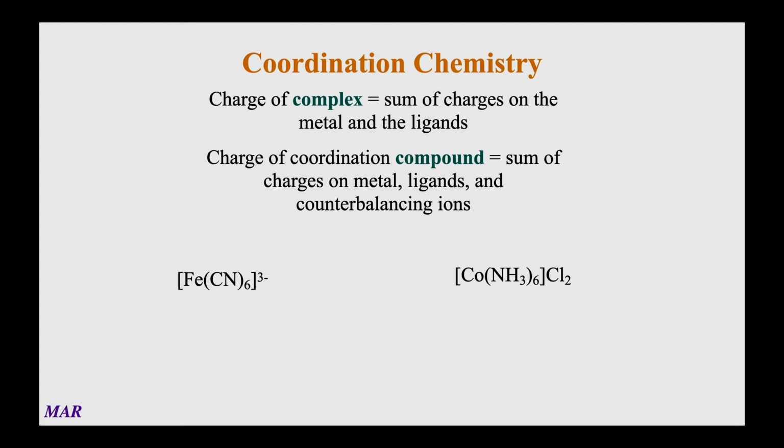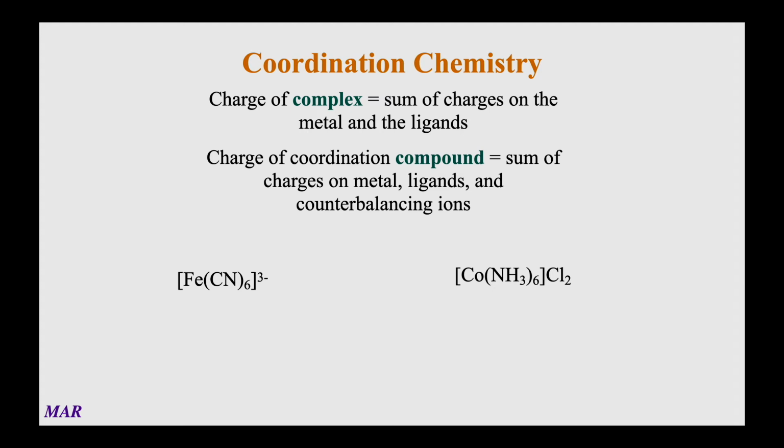The charge on the complex ion is going to be found by just taking the individual charges on the metal and the ligands, and you can find out what it is. On the other hand, the charge of a compound, you have to think about cations and anions separately in order to figure out what's going on. On the left is Fe(CN)6 3-. That's a complex ion, okay?